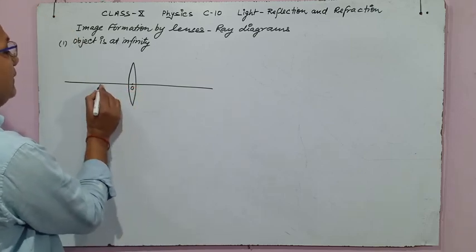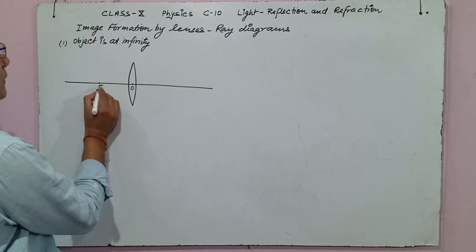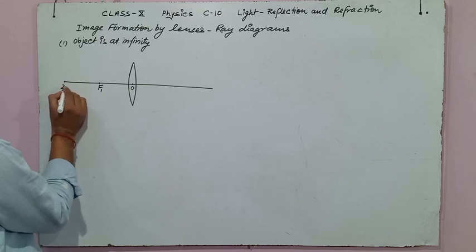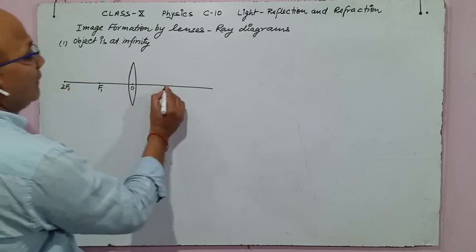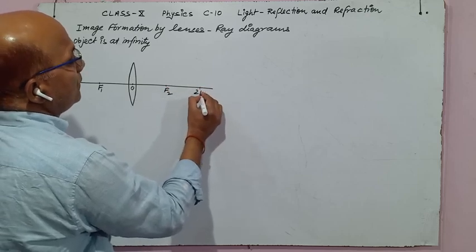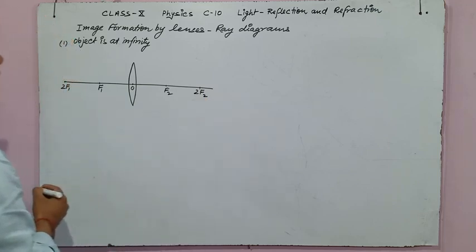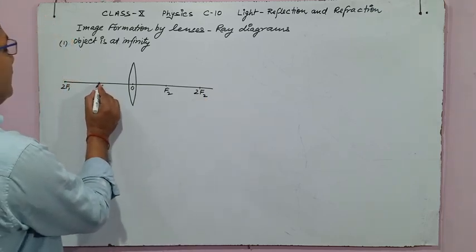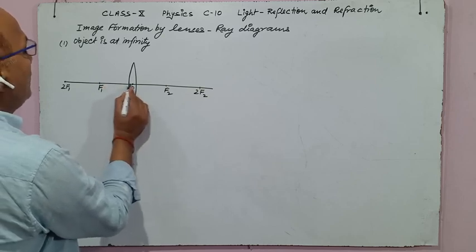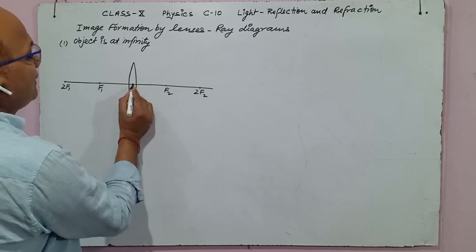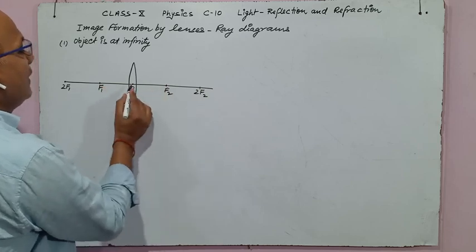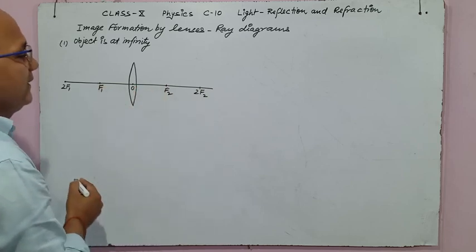This is optical center, this is F1, this is 2F1, this is F2, and this is 2F2. You make it very clear that distance between O and F1 is same as distance between O and F2. So F1 and F2 are at equal distances from optical center.